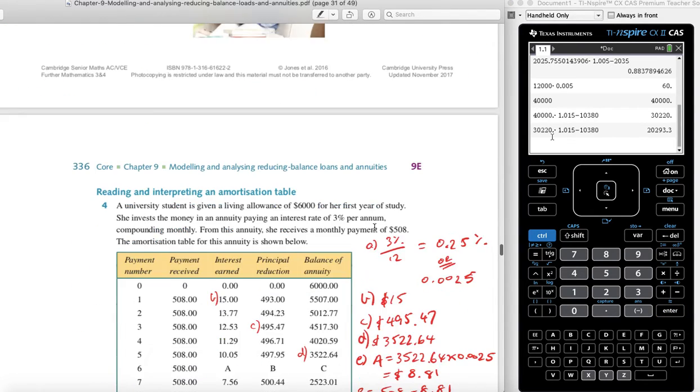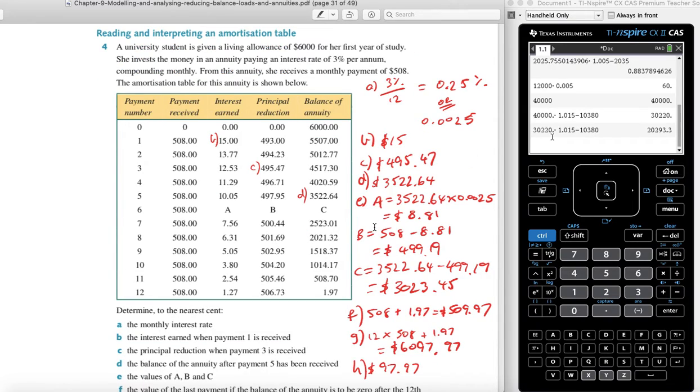Let's go down to question 4. So we've got this table, and it actually gives you a lot of the answers already for this one. A university student is given a living allowance of $6,000 for her first year of study. She invests the money in an annuity paying an interest rate of 3% per annum, compounding monthly. From this annuity, she receives a monthly payment of $508. That's where the payments are down here. The table for this annuity is shown below.